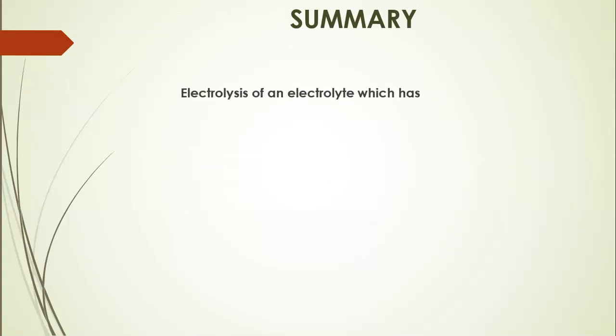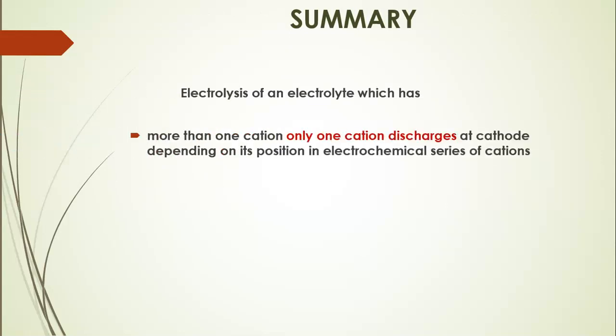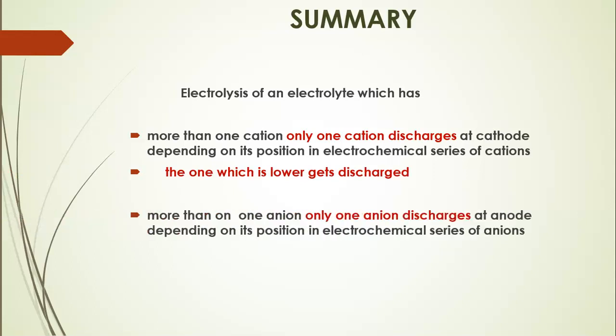Let us summarize what we did today. If more than one cation is present in an electrolyte, only one cation gets discharged at the cathode, depending on its position in the electrochemical series of cations. The one which is lower gets discharged. And if there is more than one anion in the electrolyte, only one anion will get discharged, depending on its position in the electrochemical series of anions. The one which is lower gets discharged.